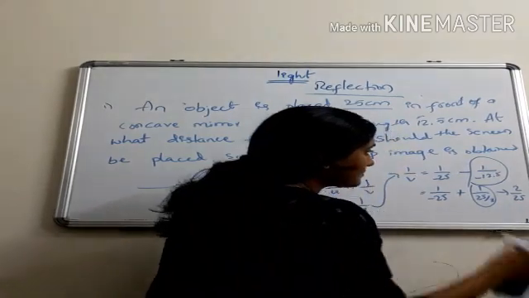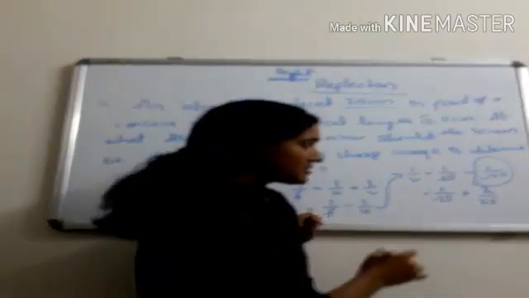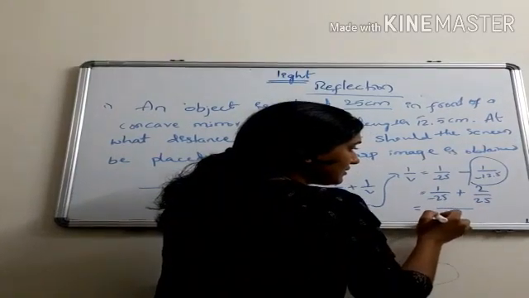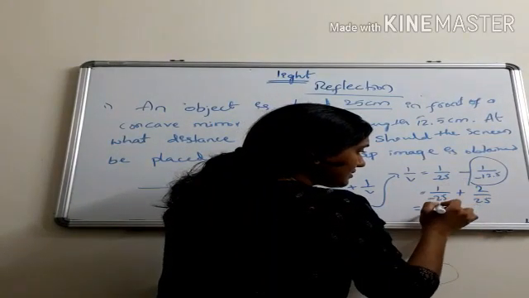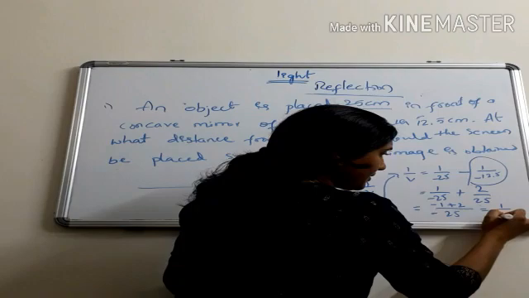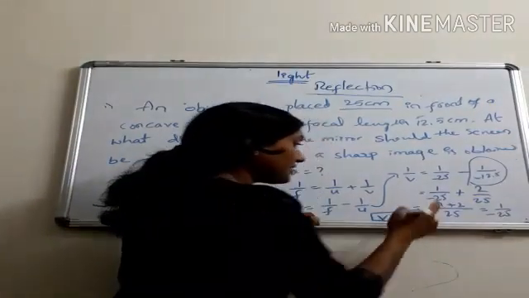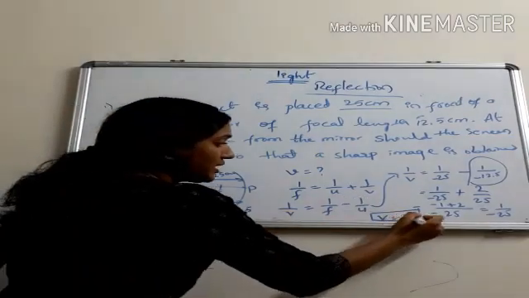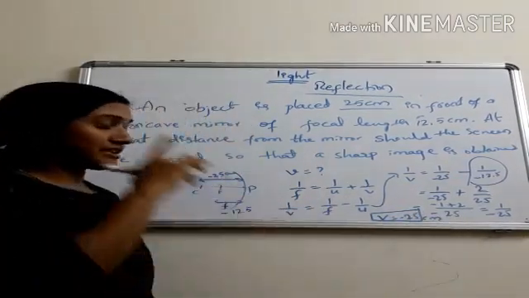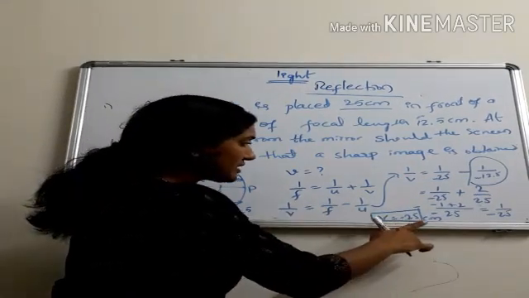I'll write it as 2 divided by 25. Understood? Now I'll take the LCM here, minus 25. Understood? 2 minus 1, so here you will get 1 by minus 25. Taking the reciprocal, v is minus 25. That means the image will form in front of the mirror, at 25 centimeter in front of the mirror. So v is equal to minus 25 centimeter.